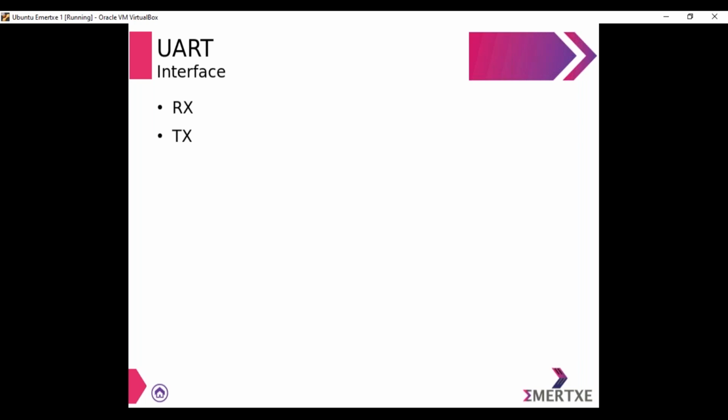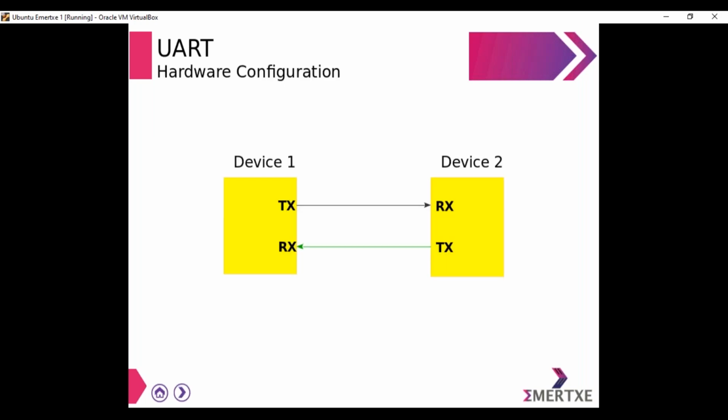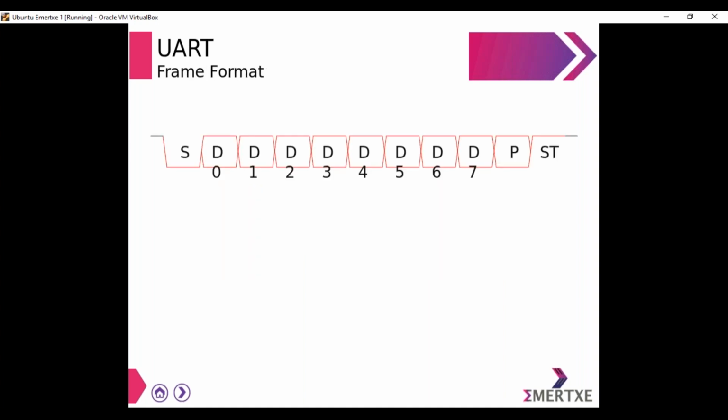So in order to achieve, let's say, full duplexity, we need two data lines, one for the sake of transmission, the other one for the reception. So this is how the hardware connection happens between the two devices if they have to communicate with the help of the UART block. Then we saw the frame format. We first transmit a start bit, then 8 data bits, 1 parity bit and 1 stop bit.